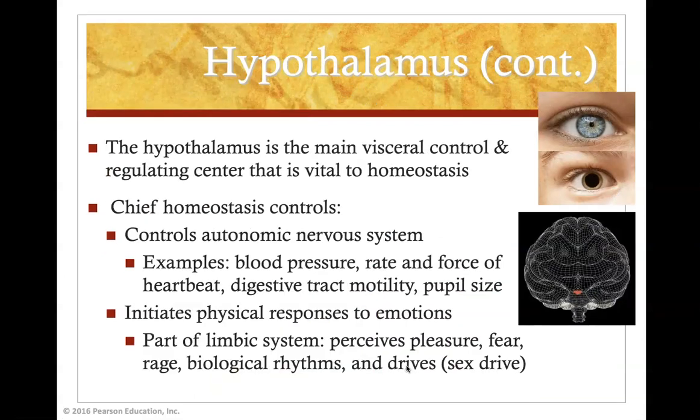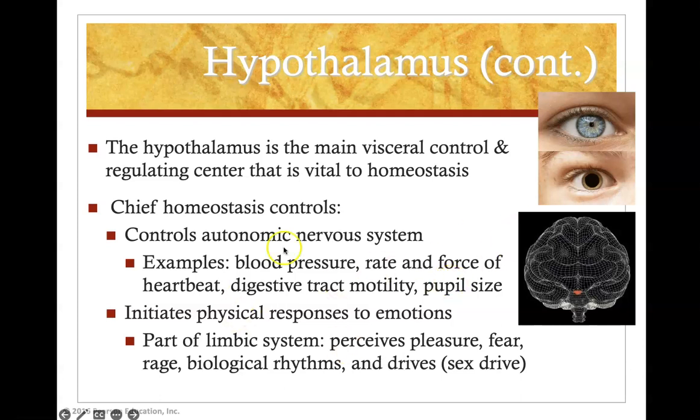But what ends up happening is all those hormones that are eventually going to be released from the pituitary gland are going to be big homeostatic control hormones. What that means is these hormones are going to do things like control the autonomic nervous system. They're also going to initiate all kinds of physical responses to emotion. Because those hormones are involved with that, and the hypothalamus technically controls the release of those hormones, the hypothalamus is in control here.